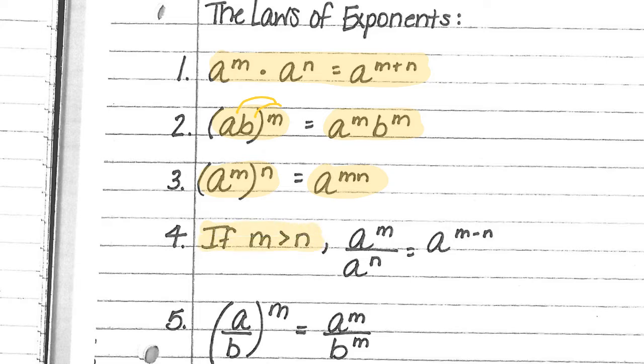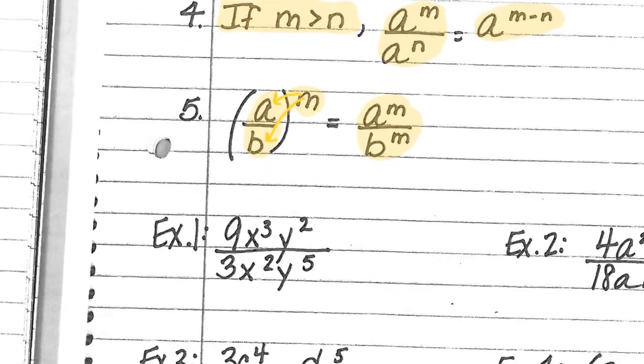If M is greater than N, A to the M over A to the N is A to the M minus N. And then remember, this M has to go to the A and to the B. So A over B, all of that to the M power, is A to the M over B to the M. So let's look at a couple.